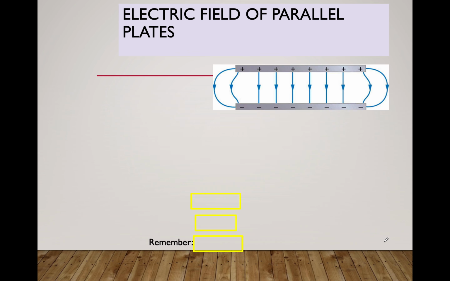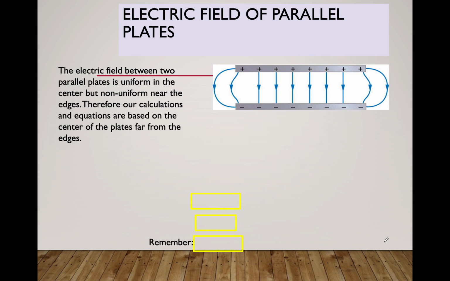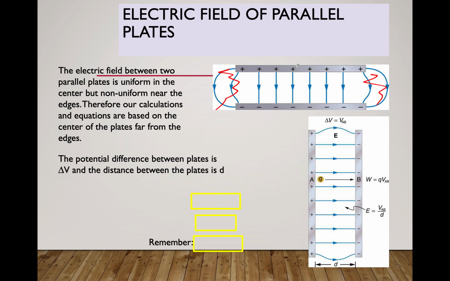So if I used parallel plates, as I drew earlier for you, it's uniform in the center, but not at the sides. So we will ignore the sides. All our calculations will be assuming here somewhere in the middle. That's what we will do. So the distance we would say is D. From here to here, we will call it D. And this is going to help us really get a new formula.